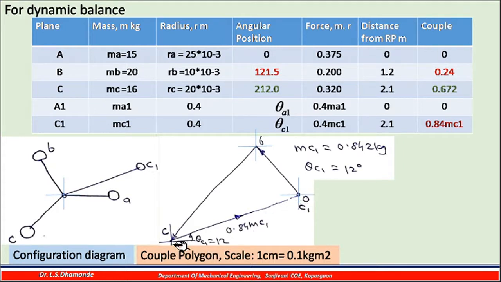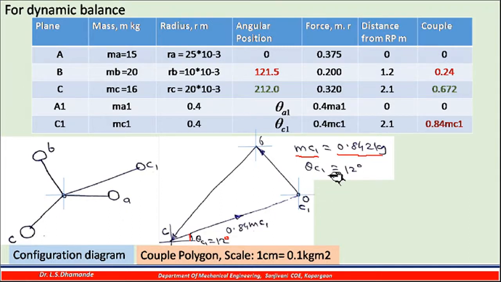length of this particular line, from C to O, and multiply it by the scale. That product will be equal to MC1, and therefore I will get the magnitude of this MC1, which is equal to 0.842 kg. And I can also get the angular position of this particular vector. If I consider this as a reference plane, so from here if I measure the angle, this angle is equal to 12 degree. This way I will get that data.